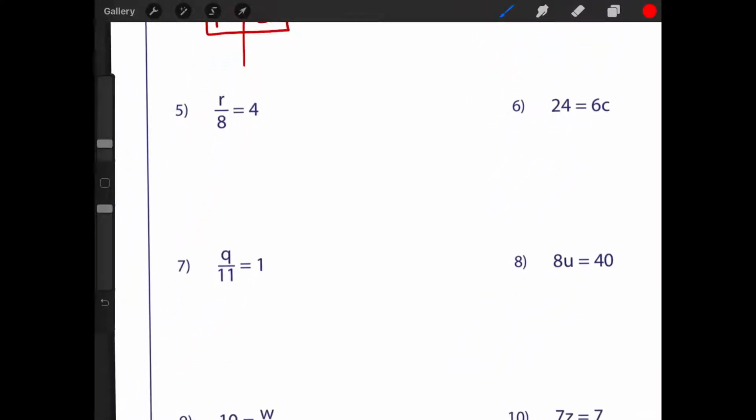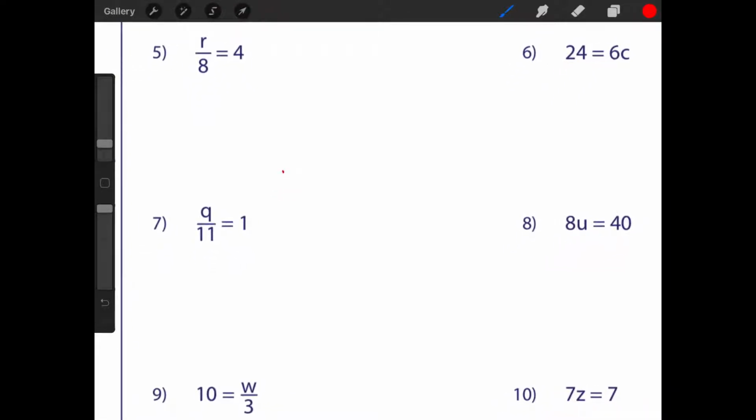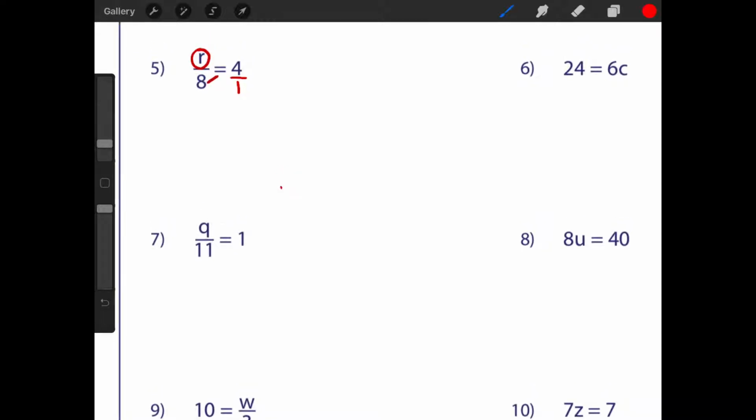And I'm going to go ahead and do number 5 just to practice. I think most of you will be comfortable with the ones that are just dividing both sides by the number. It's just these cross product ones where the variable is wrapped up in a fraction that I see a lot of kids stumble on. So I'm going to make my other side into a fraction over 1 if it's not already a fraction. And I'm going to do 8 times 4 is 32. And that cross product is equal to the other cross product. R times 1 is 1R.